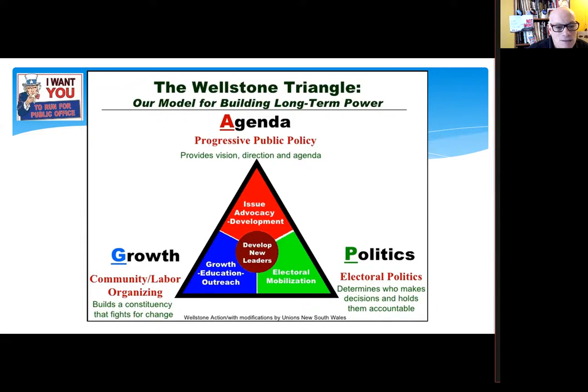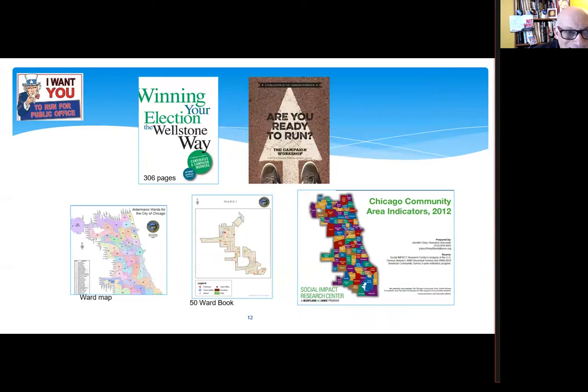Here are some of the resources that we have parked for you in the base camp space. So there is the resource called Are You Ready to Run? That's the little booklet that had that chart in it. You've got Winning Your Election the Wellstone Way. That's actually a 306-page book. You probably don't want to print it out, but you can certainly put it on your Kindle or read it on your phone or whatever. That is quite a lot of material and workbooks that go into all the positions that we mentioned so briefly on that campaign chart. So this is going to tell you what a campaign fundraiser does.